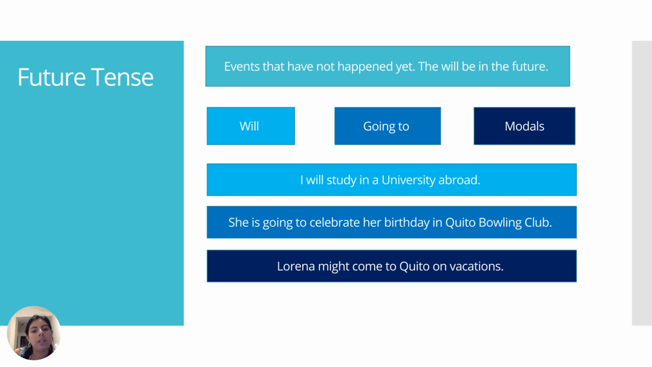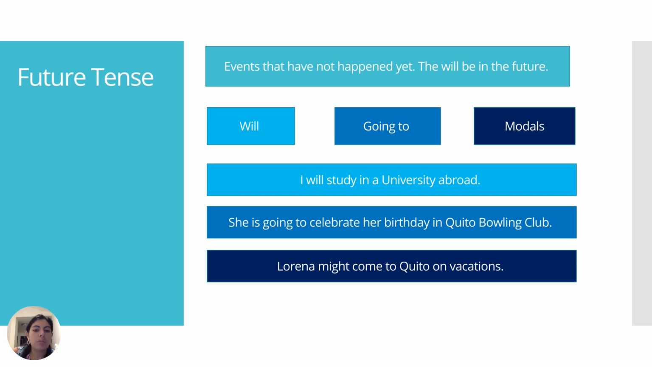She is going to celebrate her birthday in Quito Bowling Club. Okay, it's an action that is going to be performed in the future. She is going to celebrate her birthday. Then we have the next one.